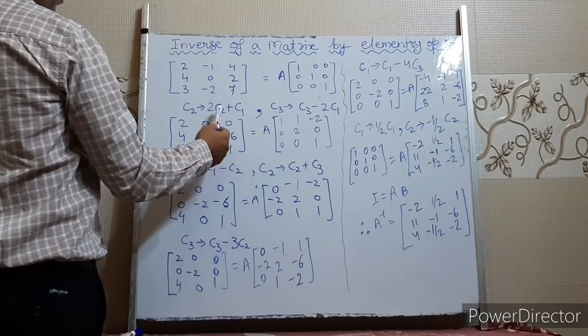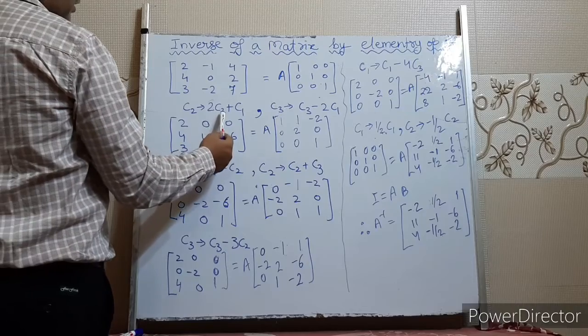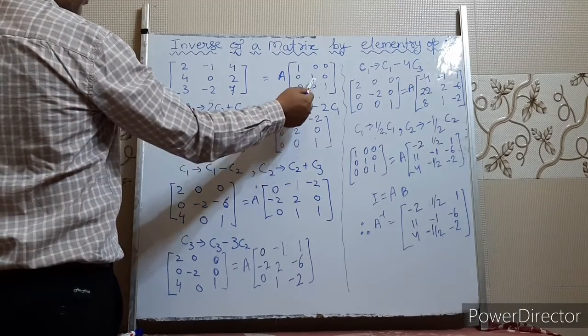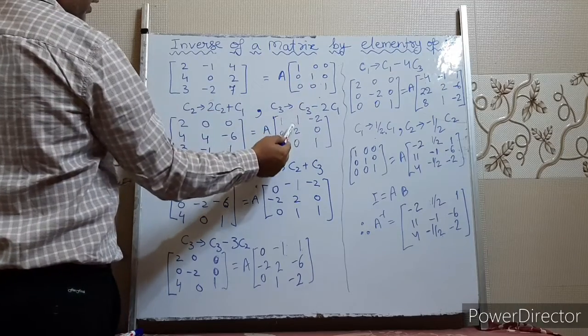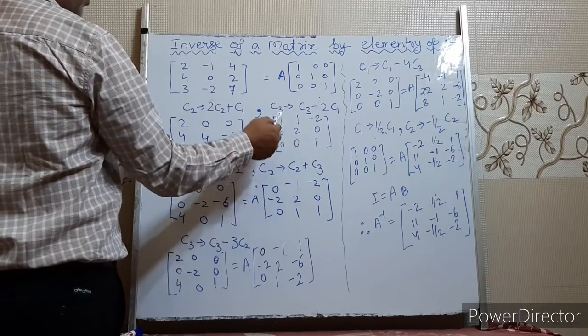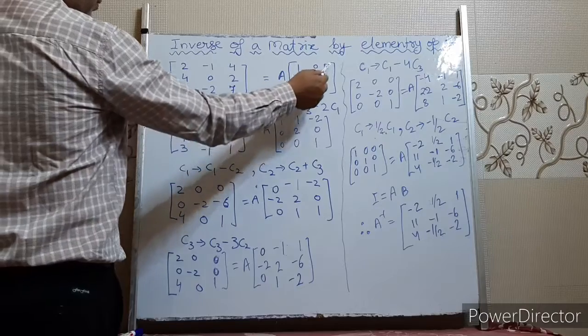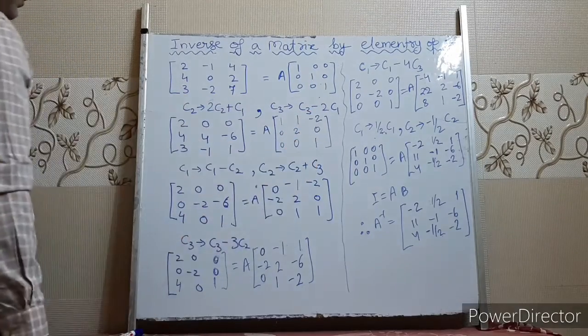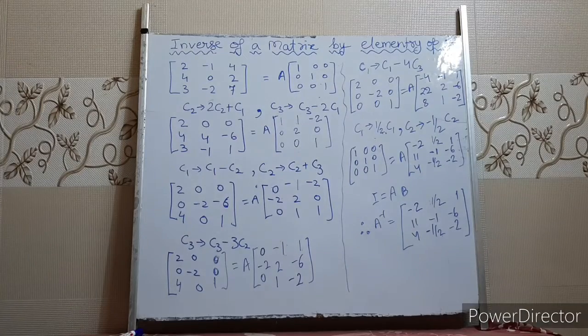Column 2, what are we doing? We are multiplying it, 2C2 plus C1. So when you multiply 2 here, this will become 2, and when you add, what we'll get? 1, 2, 0. When you multiply 2 here and subtract, C3 minus 2C1, you will get minus 2, 0 and 1. Understood, children?